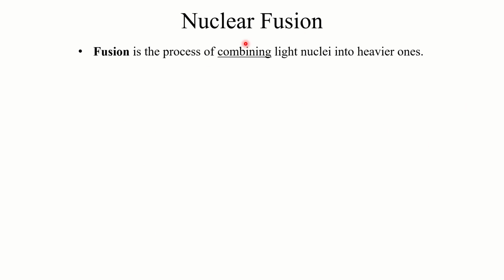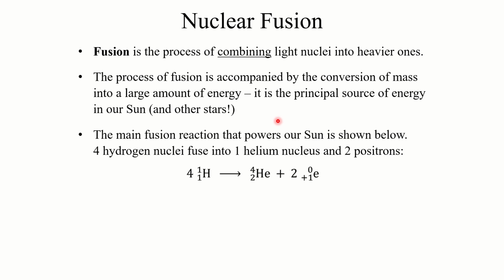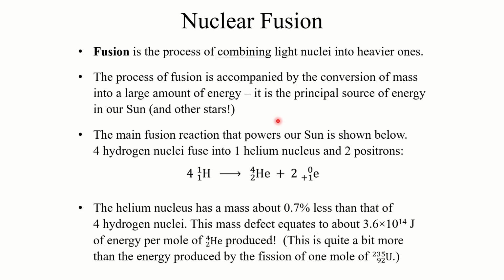And the other type of reaction we can see is nuclear fusion. So when we think fission, we think fissure, we think breaking apart. Fusion, we think combining. So fusion is the process of combining light nuclei into heavier ones. The process of fusion is accompanied by the conversion of mass into a large amount of energy. It is the principal source of energy in our sun and other stars. So our sun is actually just a giant fusion reactor. It's basically hydrogen. Hydrogen nuclei are being fused together into a helium nucleus as well as a couple of positrons.